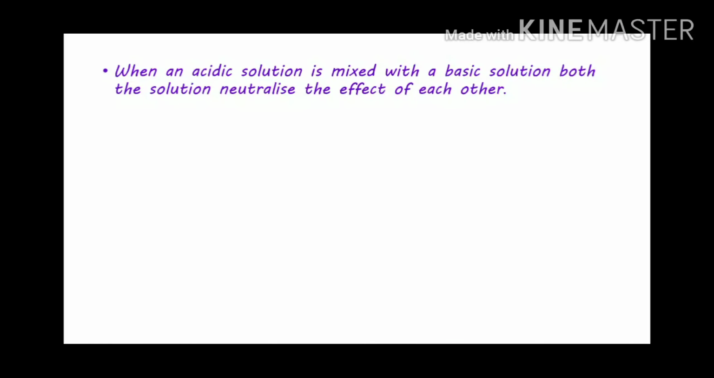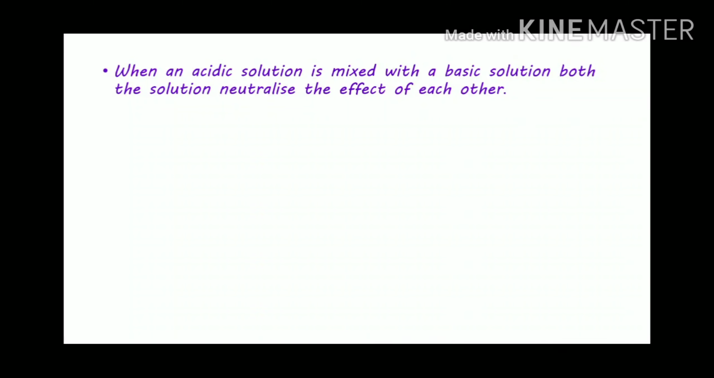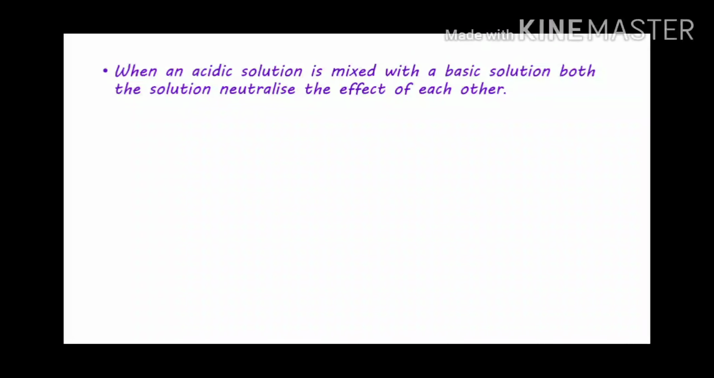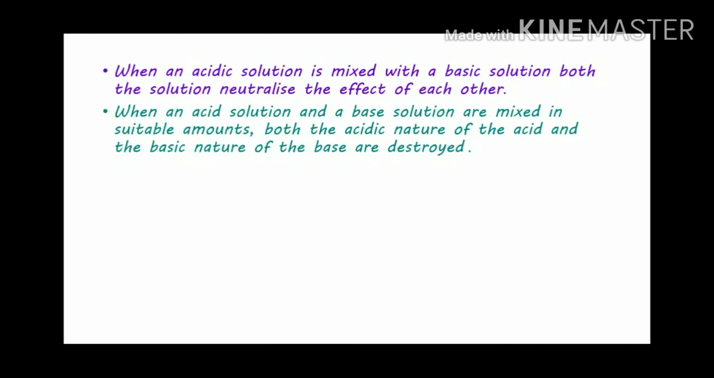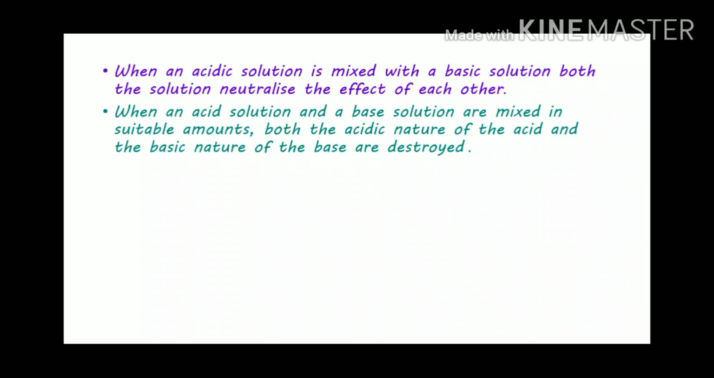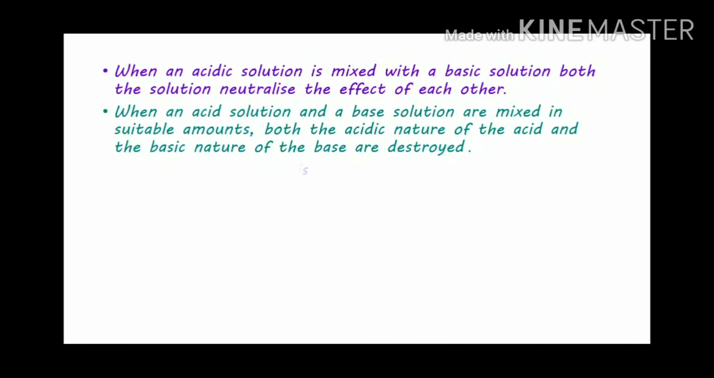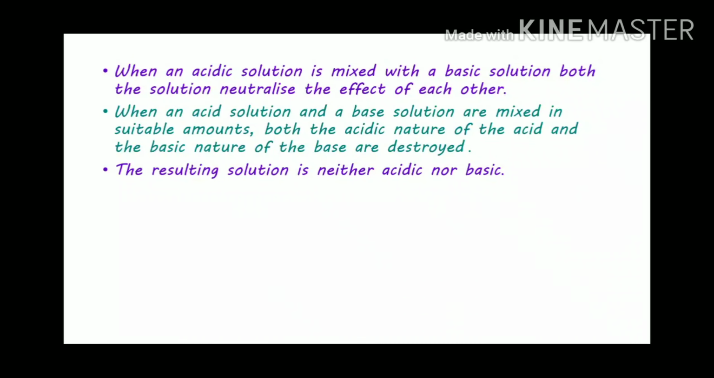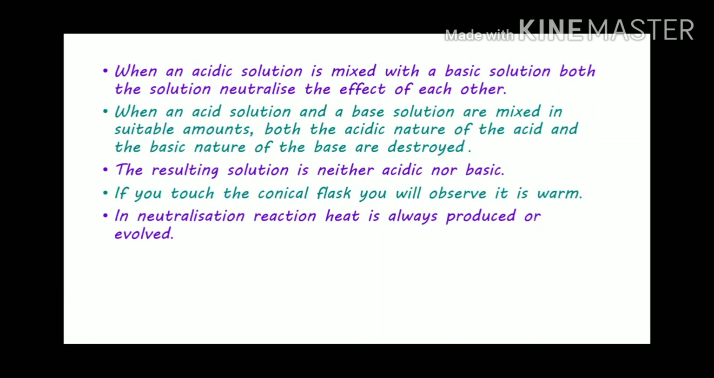When an acidic solution is mixed with a basic solution, both the solutions neutralize the effect of each other. When an acid solution and a base solution are mixed in suitable amounts, both the acidic nature of the acid and the basic nature of the base are destroyed. The resulting solution is neither acidic nor basic. If you touch the conical flask, you will observe it is warm. In neutralization reaction, heat is always produced or evolved.